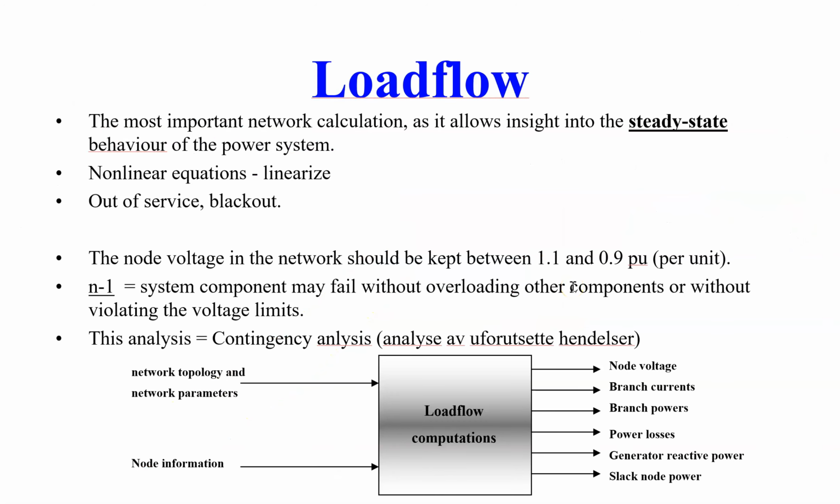So when we do this load flow computation, we have some input. We need a network topology and network parameters for the calculation, and we also need node information. And as I said, a node is typically a bus bar in the grid, but typically we just denote it as 1 and 2 and so on. And as output we calculate node voltages, branch currents, for example branch powers, and of course power losses are important. Also generated reactive power, and what we call the slack node power. These are things we are calculating from the load flow.